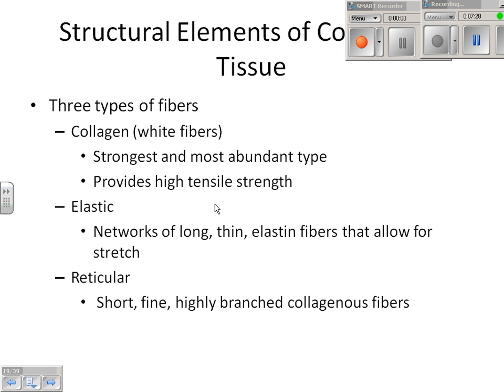These fibers, to me, remind me of Halloween. They're kind of creepy looking. That being highly branched makes me think of walking through a dark street on Halloween night on one of those scary movies and all the creepy looking branchy trees. So that type of fiber is highly branched.